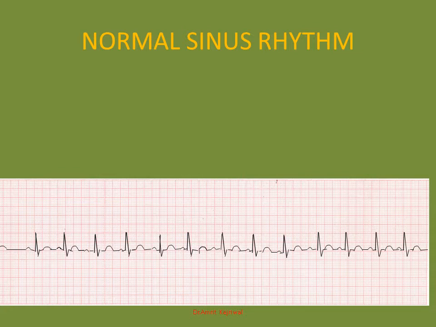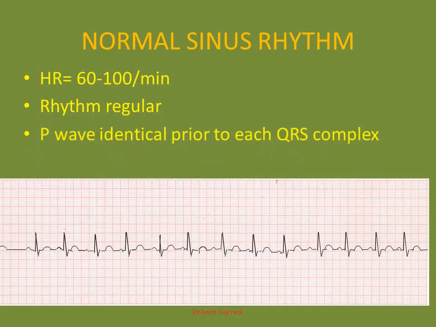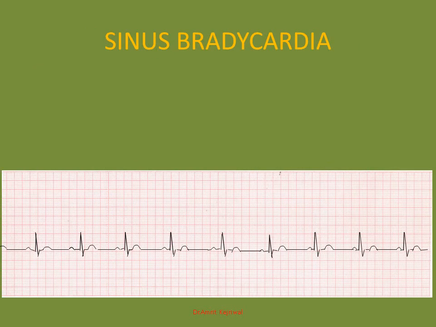So this is the ECG of a normal sinus rhythm. Heart rate is 60 to 100 beats per minute. Rhythm is regular. You can see the RR interval over here. It's quite the same. P wave is identical prior to each QRS complex. You can appreciate over here. And PR interval varies from 0.12 second to 0.2 second, and QRS duration is less than 0.12 second. So it's between 3 to 5 squares over here, and again the QRS complex is less than 3 small squares.